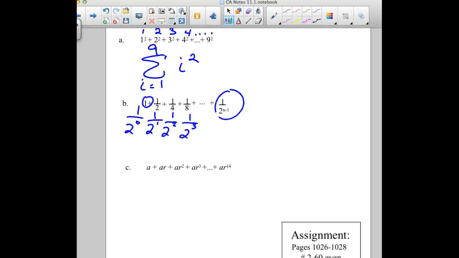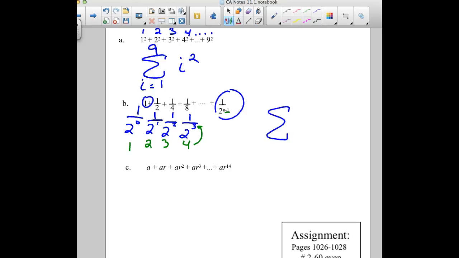Now, how does that power relate to the position it was in? This was my first number, my second number, my third number, my fourth number. My power is 1 lower. That's where this n minus 1 power comes in. We have to take our n value and subtract 1 from it. Okay? So the 8th term in my list would really be 1 over 2 to the 7th. Okay? So what's nice about this is they're kind of giving me the formula I need.